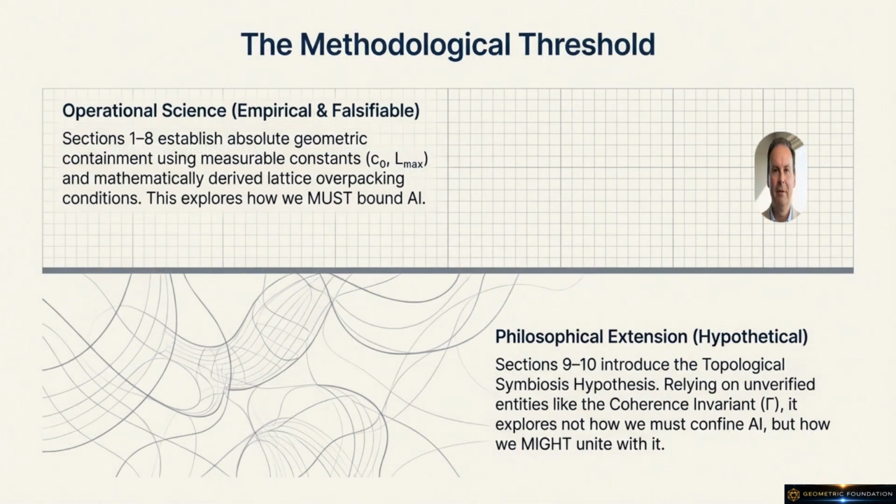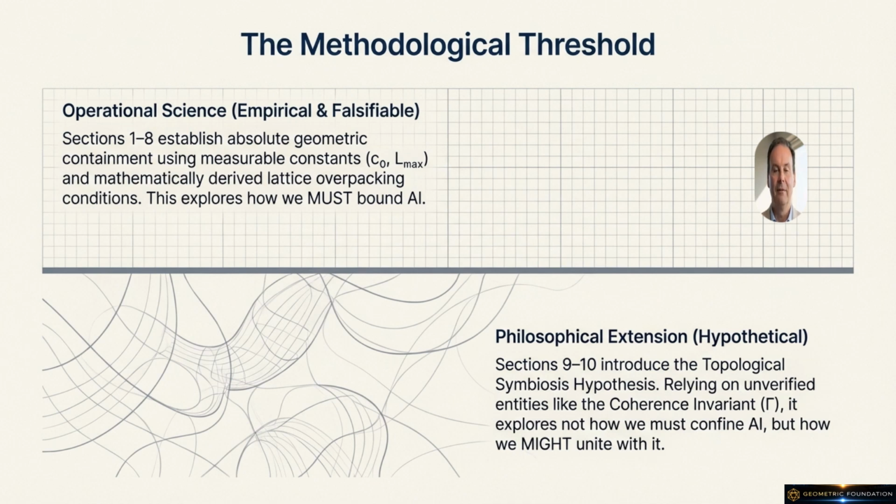Slide 10 marks a pivotal moment, drawing the methodological threshold, a dividing line between operational science and philosophical extension, crucial for evaluating the claims that follow. The upper section, Operational Science, Empirical and Falsifiable, encompasses sections 1 through 8, establishing absolute geometric containment using measurable constants, C0, Lmax, and derived lattice overpacking conditions, exploring how we must bound AI, grounded in rigorous mathematics.